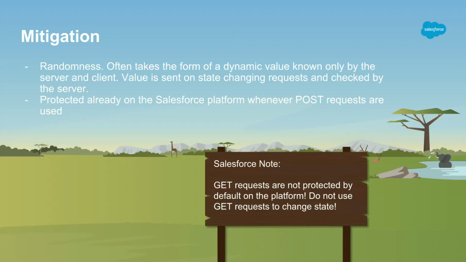As a side note, on the Salesforce platform, any POST request that gets made is automatically protected for you, so you don't have to worry about that. But a call out here, any GET requests are not protected. So if you're doing state-changing behavior with GET requests, stop doing it. You shouldn't be doing it with a GET request to begin with. But if you are, just know that it's actually not protected for you by default. And that example that I showed you was an example of a GET request happening that's not sending along that randomness that we talked about, and that's ultimately resulting in these problems.